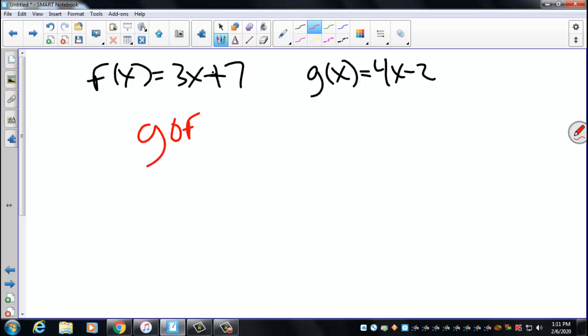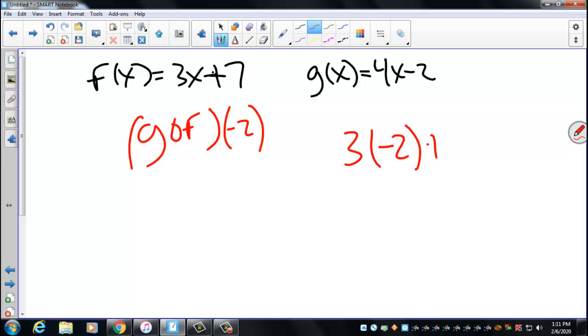G of F of negative 2. So what do you do? Take F of negative 2. 3 times negative 2 plus 7 equals 1. Get that answer. Plug it in, plug it in.